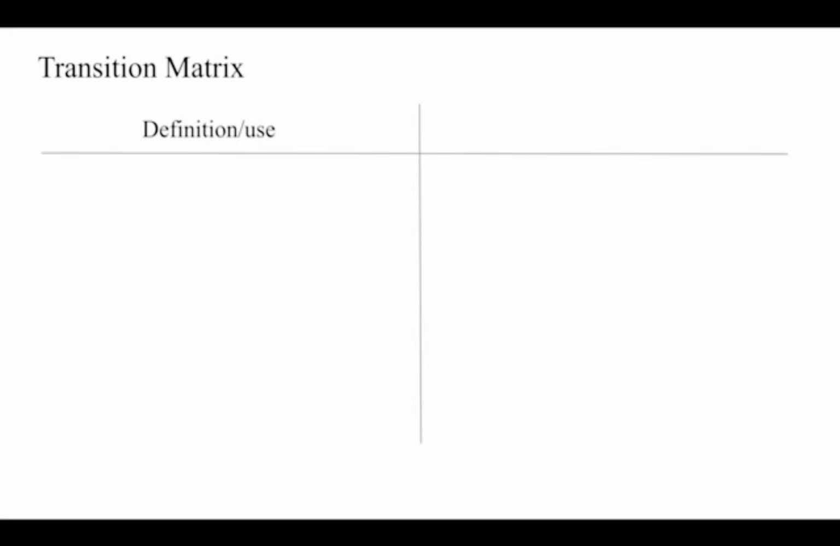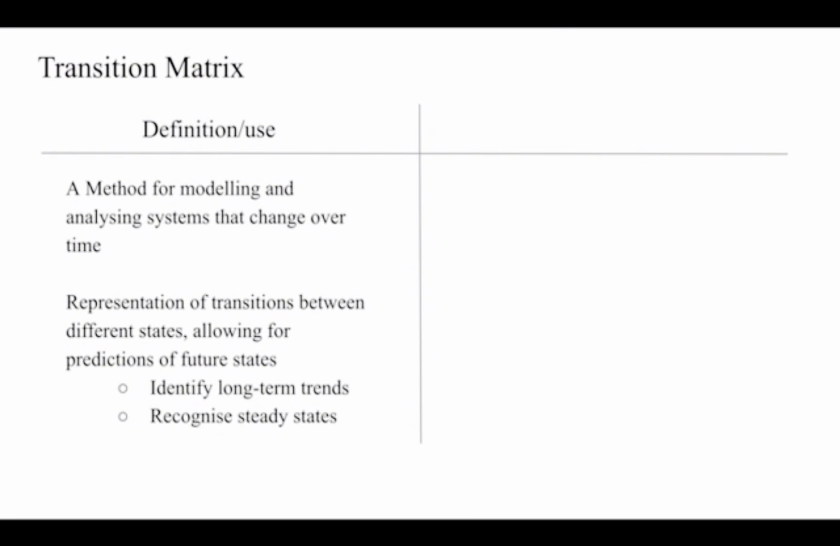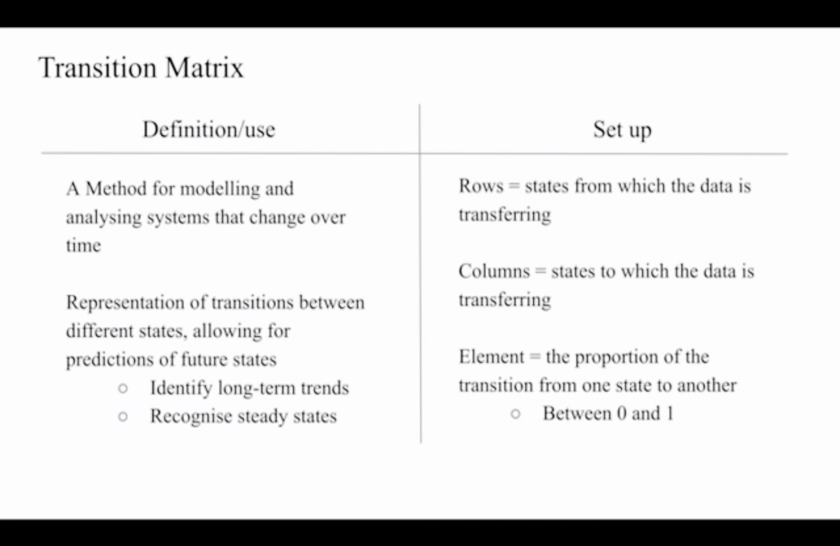A transition matrix is used to help explain a Markov chain. It is a method for modeling and analyzing systems that change over time, and they're really good at representing the management of inventory and logistics, the impact of marketing on customer behavior, monitoring population dynamics, and modeling transportation systems. They are a representation of transitions between different states, allowing for predictions of future states. And specifically, they identify long-term trends and recognize steady states, which we will explain later.